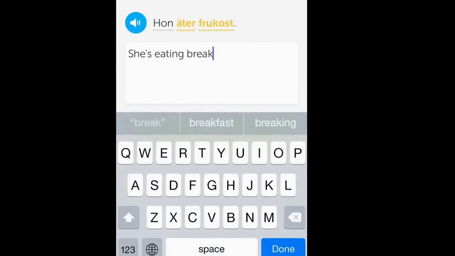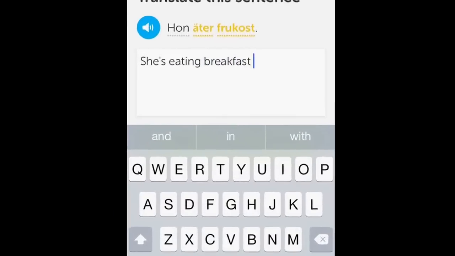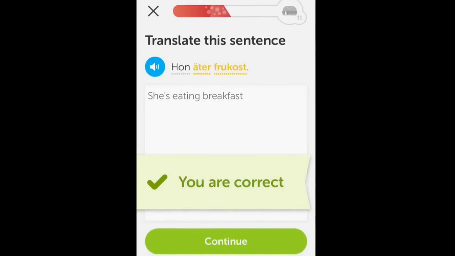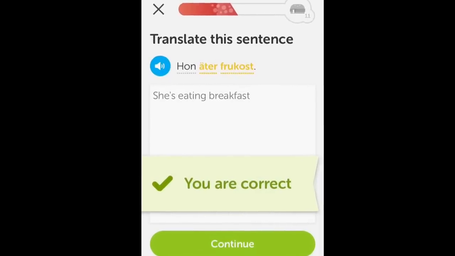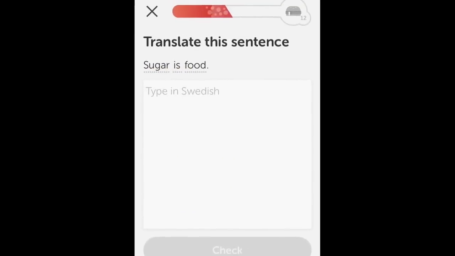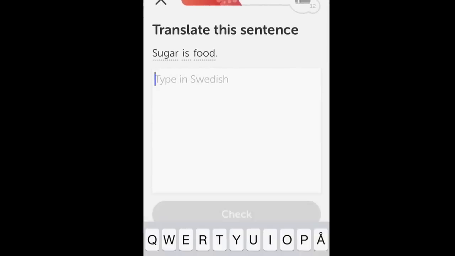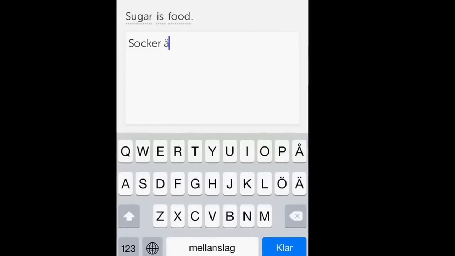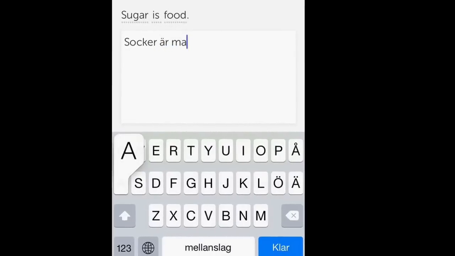They noticed that I chose the wrong one for lunch. I chose breakfast instead of lunch. So see how they used it there to get more practice on it. Socker är mat. Sugar is food. Ooh, sugar is food. Let's see. Socker är mat.